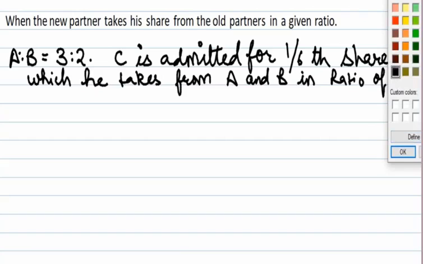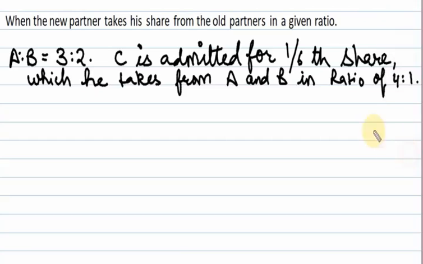It means that whatever share C is getting, C is taking it from A and B in the ratio of 4:1. In the previous question, it was given what part C was taking from A and what part he was taking from B. But here the ratio is given. So we need to find what part he is taking from A and what part he is taking from B.